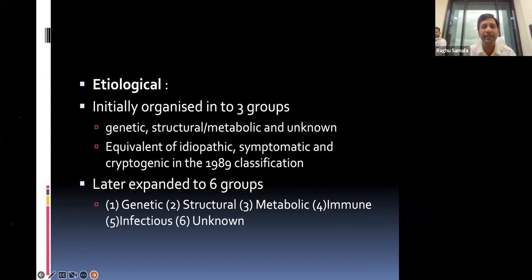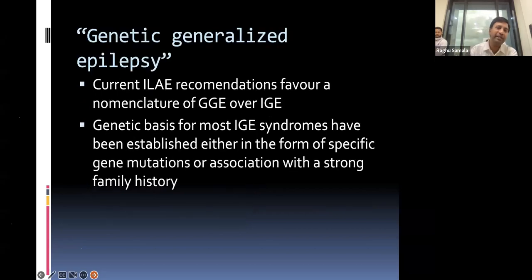The classification later expanded to six groups: genetic, structural, metabolic, immune, and infectious, with the other two divisions being unknown. So, genetic generalized epilepsy: the current ILAE recommendation favors the nomenclature genetic generalized over idiopathic generalized epilepsy. A genetic basis for most of these syndromes has been established, either in the form of a specific gene mutation or association with a strong family history.